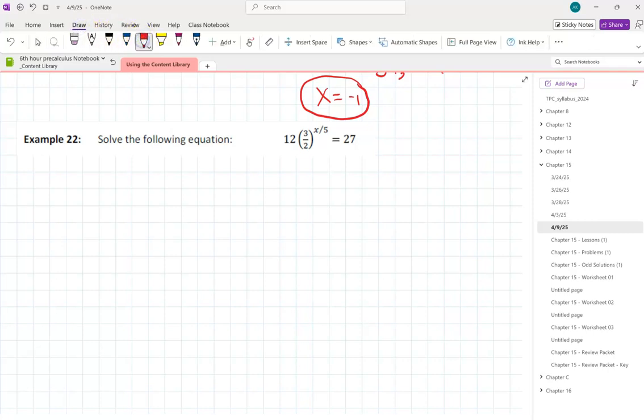So not too bad. Let's do another example. This is basically the same problem with just different numbers, right? First step I'd want to do is divide by 12.